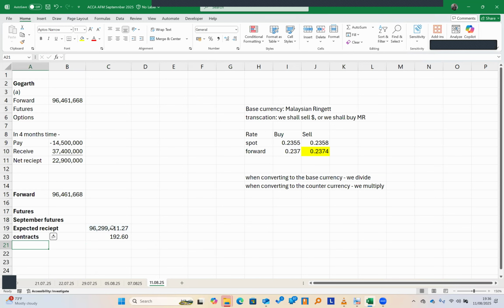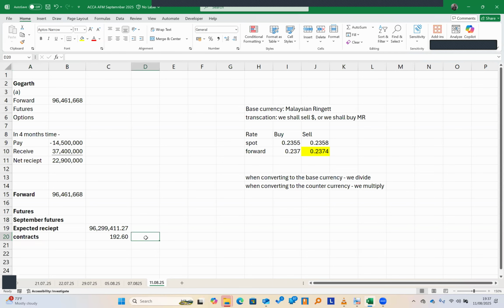So that gives us 192.6. Now, they told us that the transaction that we are going to do, we are going to have to deal with contracts in whole number, because that's what happens in the market. In the market, you can't go and say, give me 2.5 contracts. You get 2 or 3 contracts.